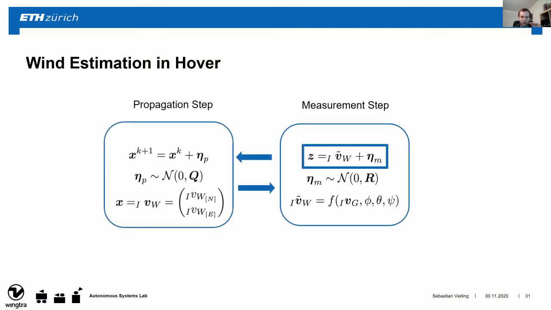Now for the propagation step, we assume that the wind in the next time step is the same as it was before, because usually you don't really know how the wind will change in the future. And your best assumption is that it stays constant. Now for the measurement step, where we want to correct for it, the question is, what do we put there? Because we don't really have a sensor that tells us the wind speed in hovering conditions.